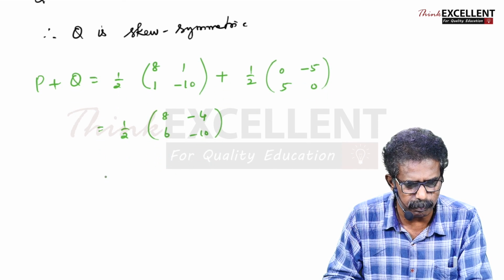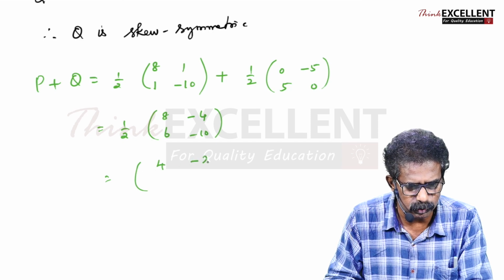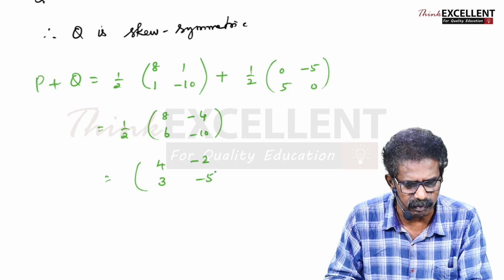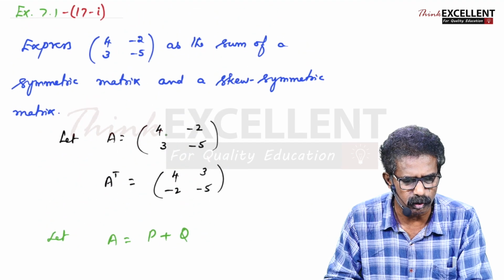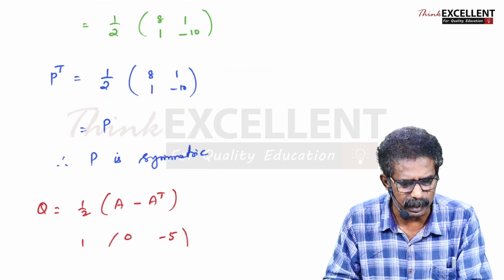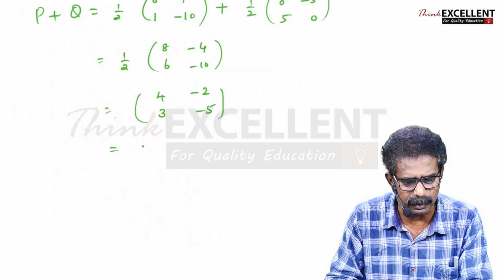So divide every term by 2. If you divide by 2, you are getting 4 minus 2, 3 minus 5, right? It is same as what? A. So you can say hence proved.